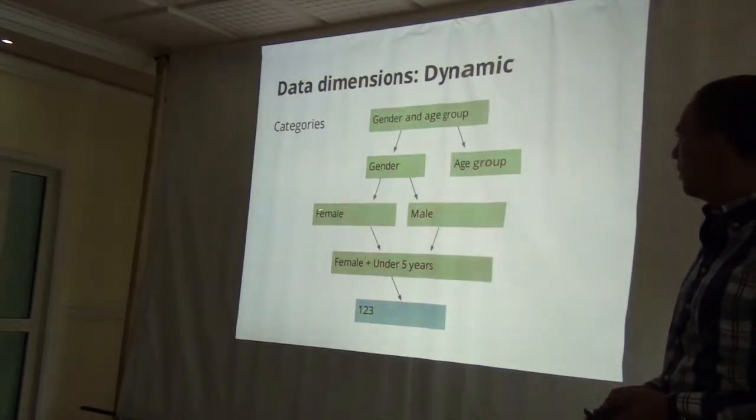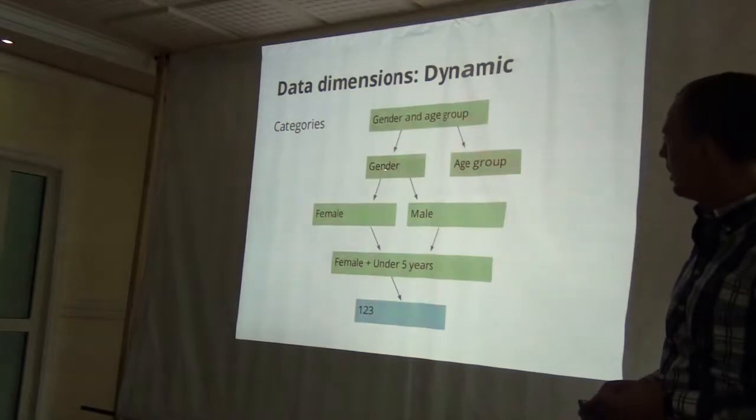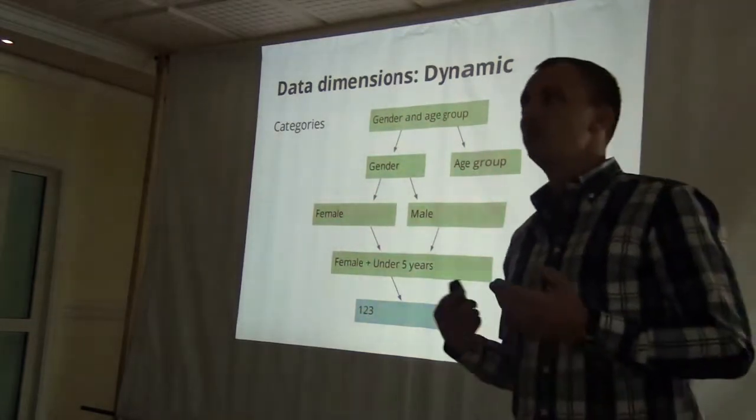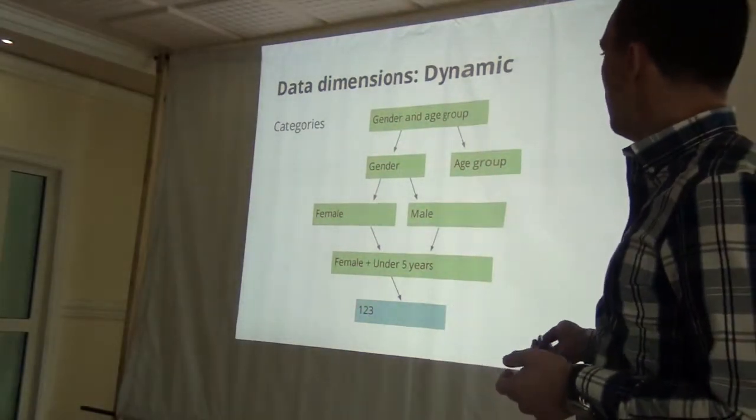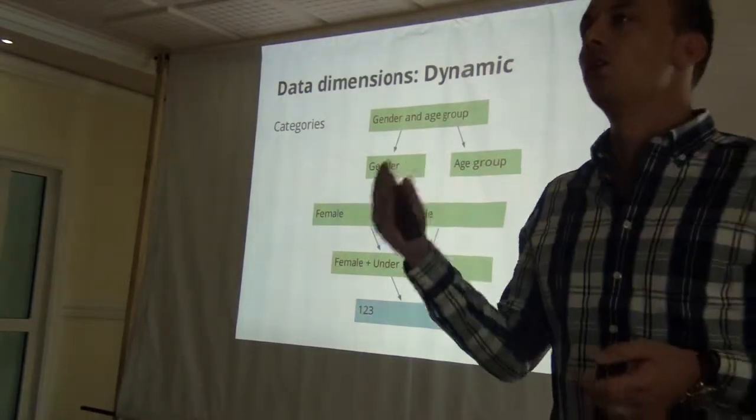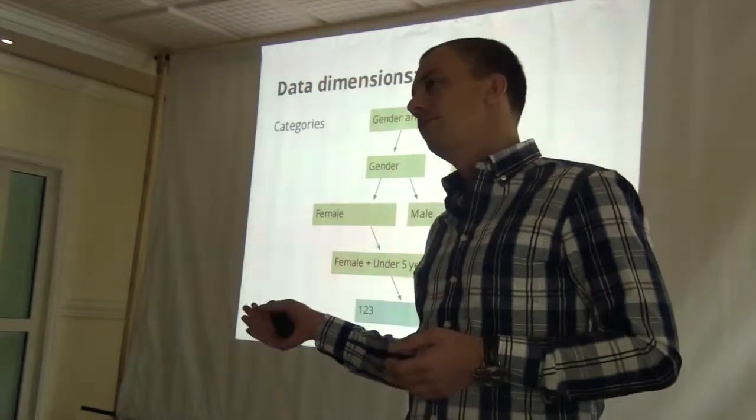Okay. So again, you can take the gender category and you can give it multiple options. So you can say female or male. The age group can be given different options. Let's say under 1, 1 to 5, and 5 and above, and so on.